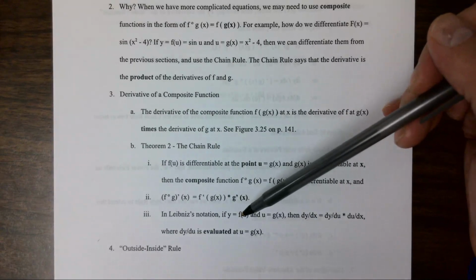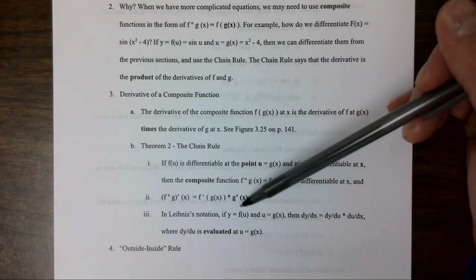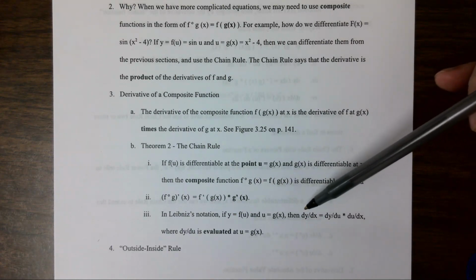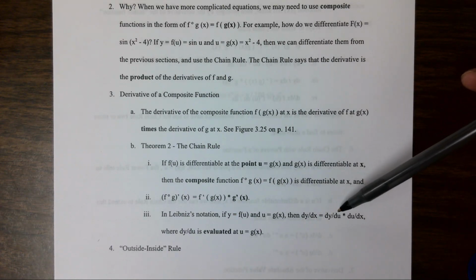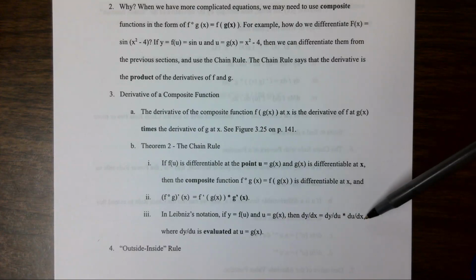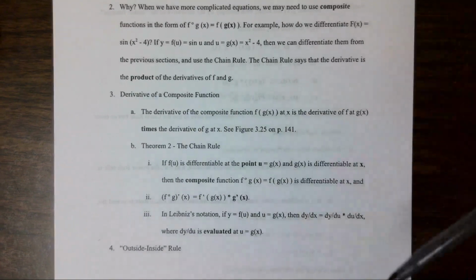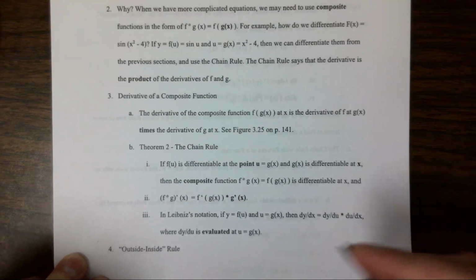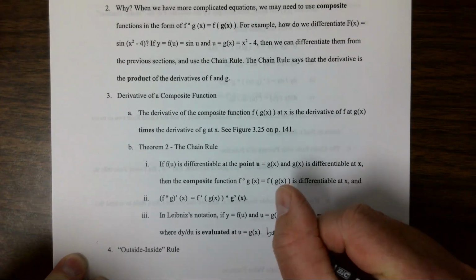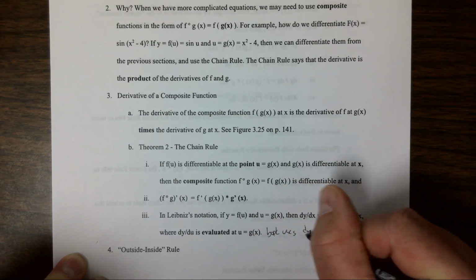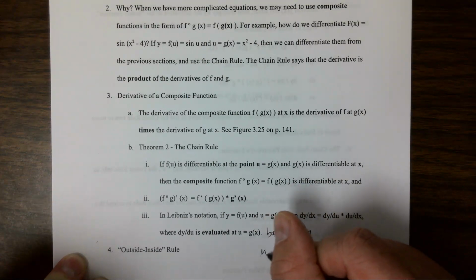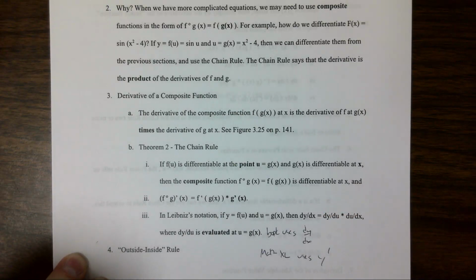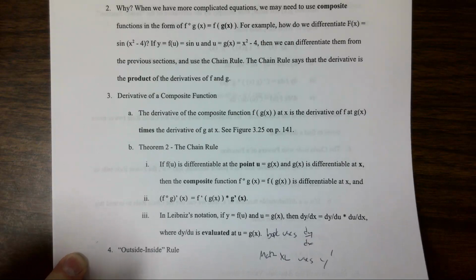Now, in Leibniz notation, if y equals f of u and u is g of x, then dy dx is the same as dy du times du dx, where you evaluate it. Now, what I remember is in the book, it uses dy dx, and MyMathLab uses y prime. It doesn't really matter. Those mean the same thing.